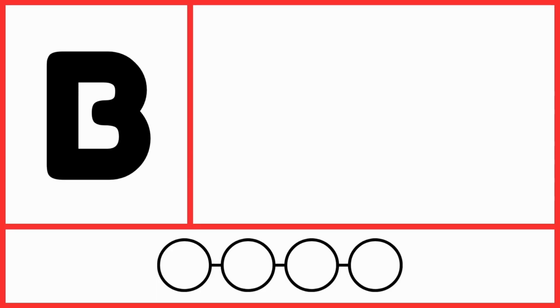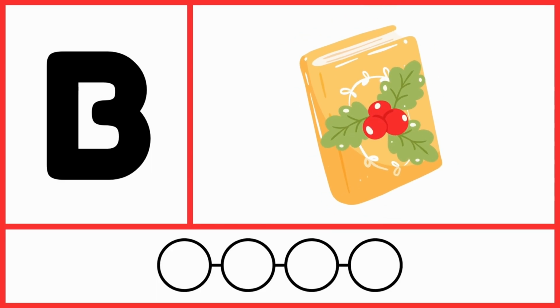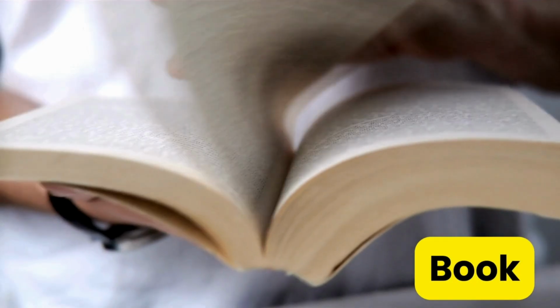B. B is for book. Let's spell it. B, O, O, K. B is for book. Book.